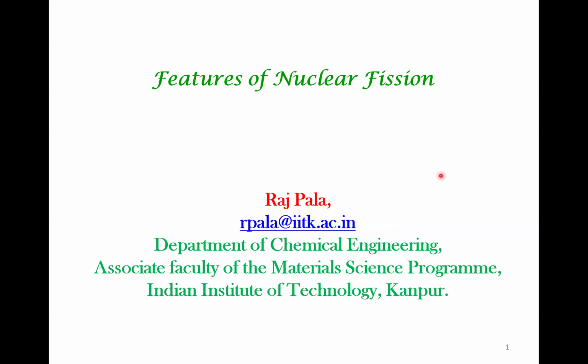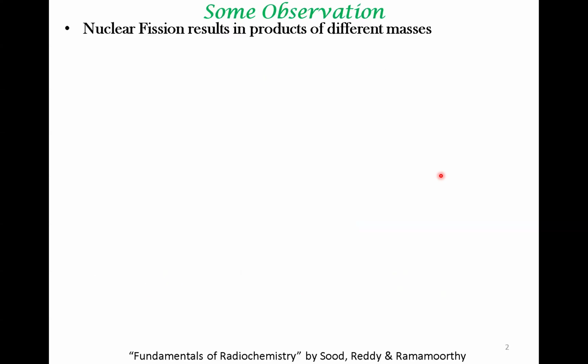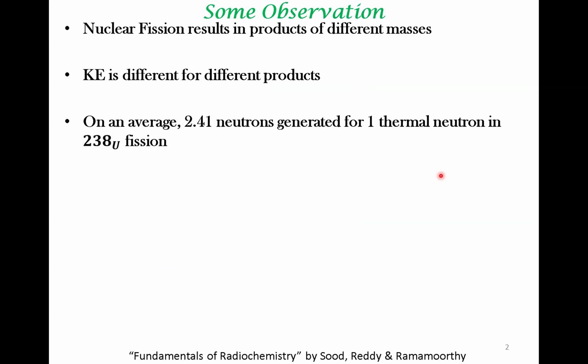Welcome back. In this final lecture on nuclear fission, we will revisit some of the points which we have covered in the last few lectures and add a few more points. So the central observations are the following. Typically, nuclear fission produces fragments or products of different masses to conserve momentum, and the kinetic energy of different products are different.